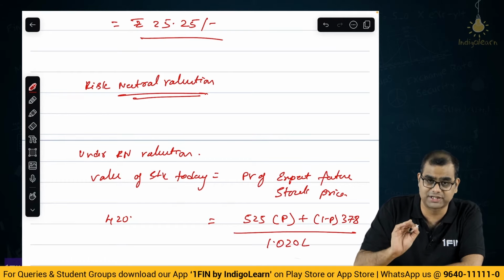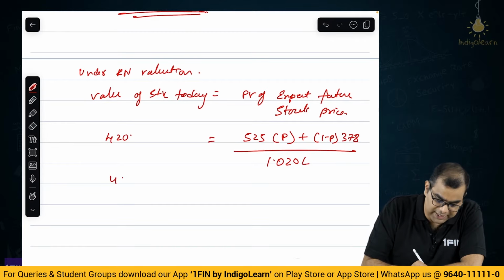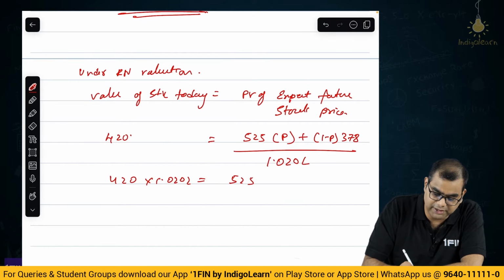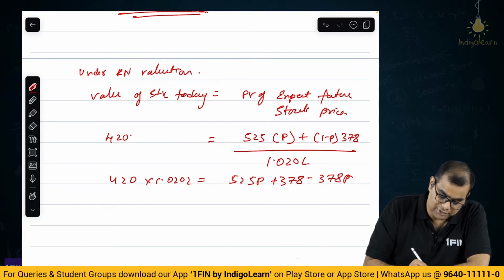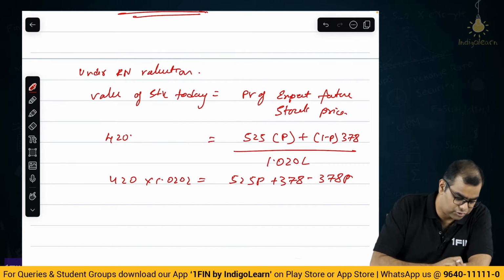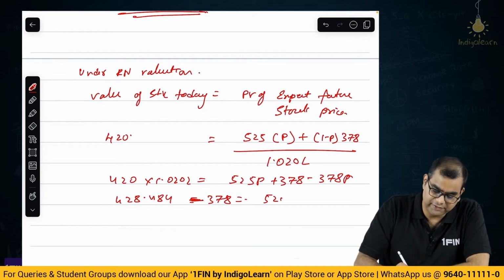I am skipping steps. Don't skip steps in exam. This is for me to move faster. Okay. So this price of 420 into 1.0202 is equal to 525P plus 378 minus 378P, or 420 into 1.0202, which is 428.484 minus 378 is equal to 525P minus 378P.